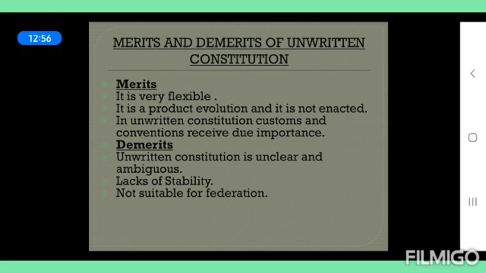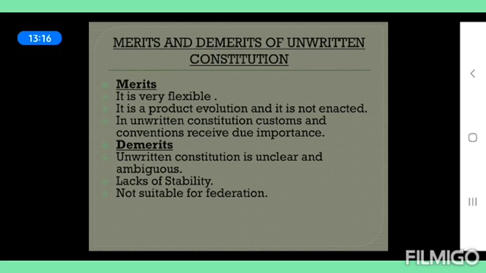And an unwritten constitution is non-permanent and it is flexible, so there is a lack of stability over here. That is number 2, demerits of unwritten constitutions. And number 3 is that it is not suitable for federations.